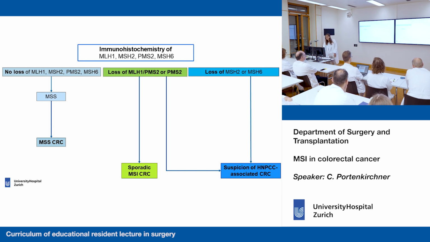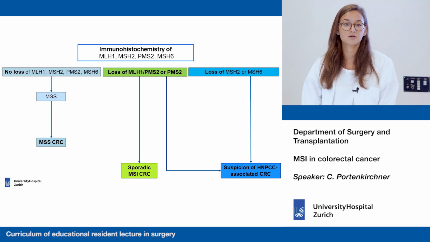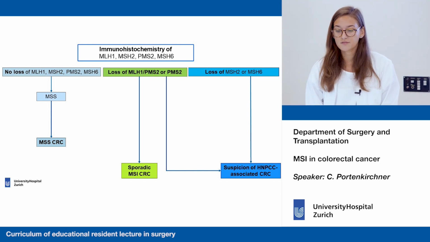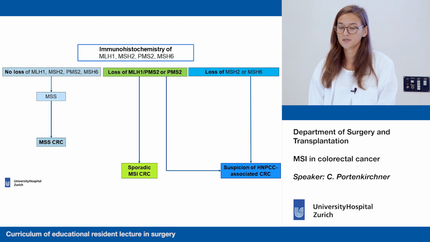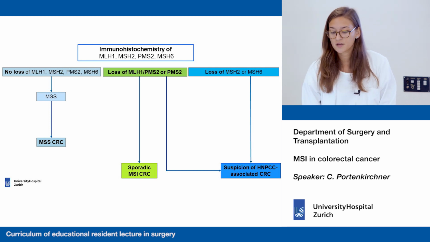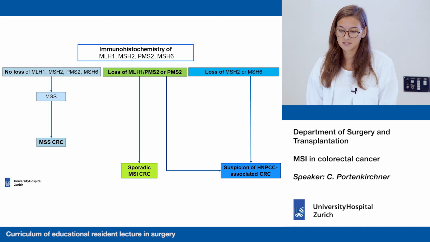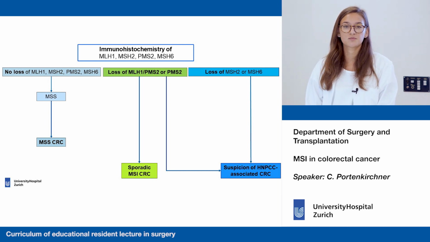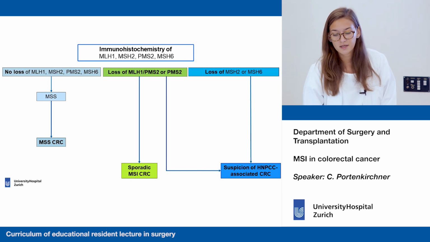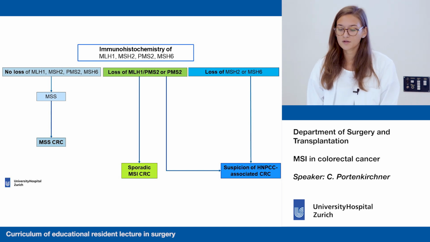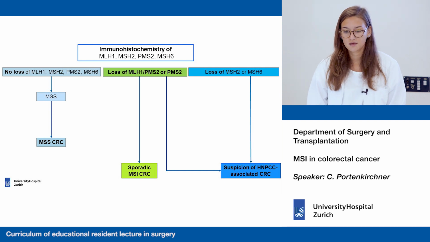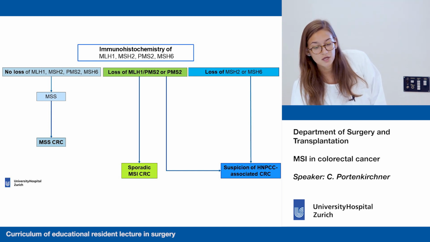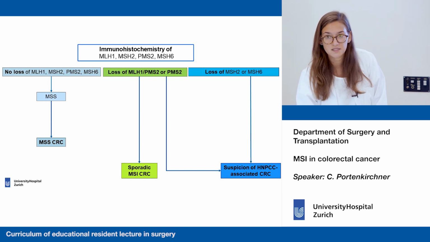If there is no loss, meaning no staining, we have a microsatellite stable colorectal cancer. But if we have a loss of MSH2, PMS2, or MSH6, we have a high suspicion for HNPCC-associated colorectal cancer. If we have a loss of MLH1 and/or PMS2, we can have either a sporadic cancer or a suspicion of HNPCC. Now it's important for us to distinguish whether it's a sporadic pathway or an HNPCC pathway.